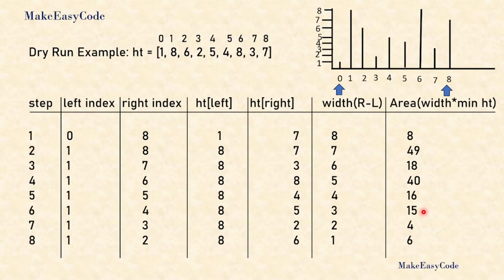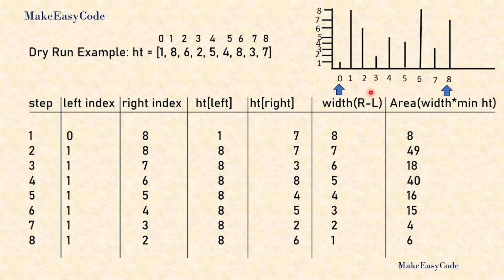And again this pointer, in the 6th step you can see our pointer is at 4, right? So now this time it will be at 3, and our indexes will be 1 and 3, and values will be 8 and 2, and width will become 3 minus 1, that is 2, and minimum height here is 2. So 2 into 2, our new area will be 4. So max will be the same, there will be no change.